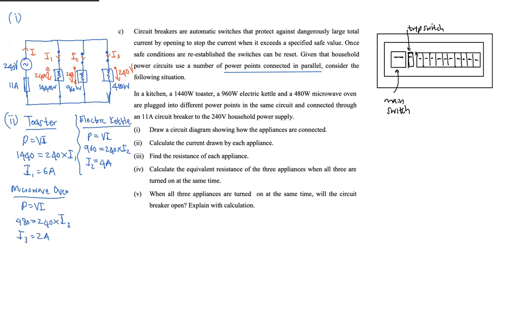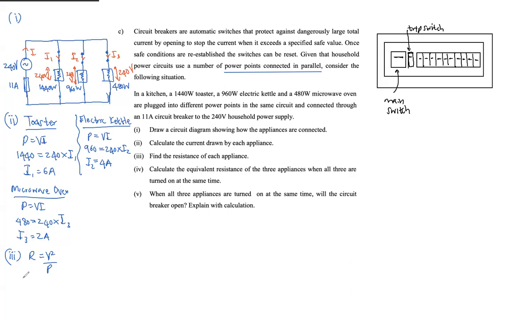Find the resistance of each appliance. How do you find the resistance of each appliance? For that, I think we derived an equation a little while ago. Roman 3. That is also simple. You can use this equation: R equals V squared over P, power.